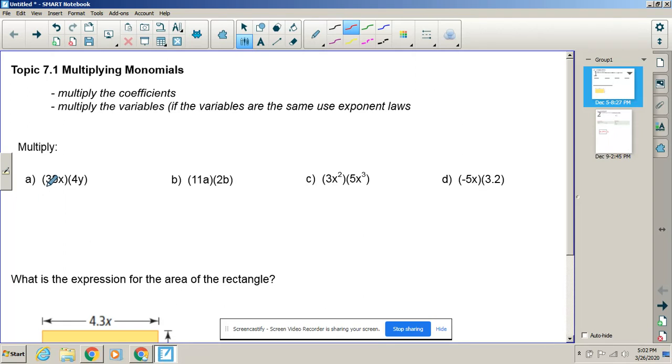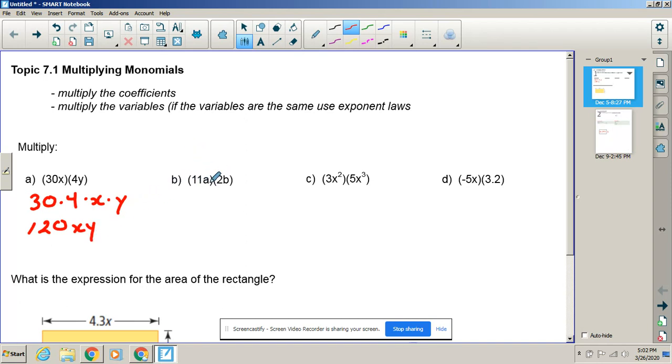So in A, 30x times 4y, I'm taking 30 times 4, so I multiply the coefficients together, and then I multiply the variables, x times y. And if I put that all together, 30 times 4 is 120, and x times y is just xy. And that's as tough as it gets.